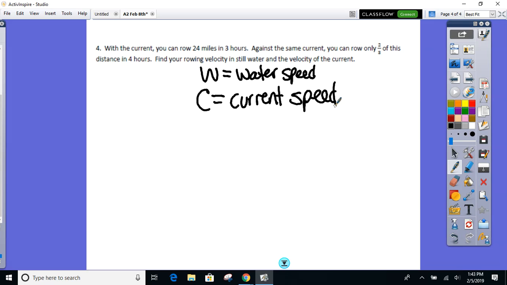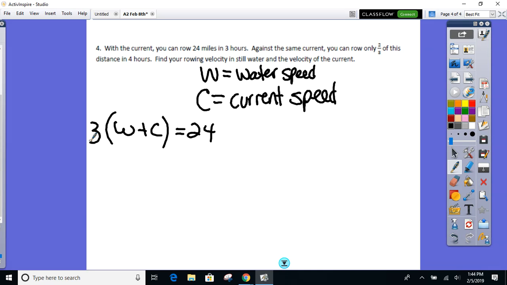All right, with the current, what do you got for me? What's your equation? With the current, do I add them or subtract them when I have it with me? Add them. So W plus C, what's the total distance? 24. And I multiply all this rate by 3.